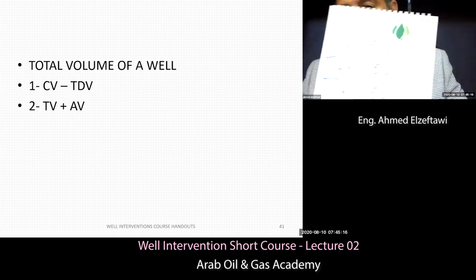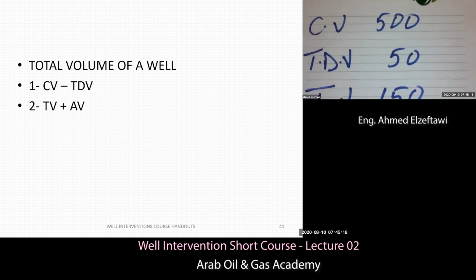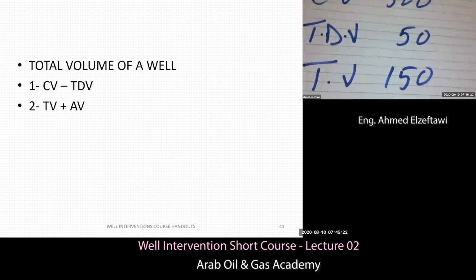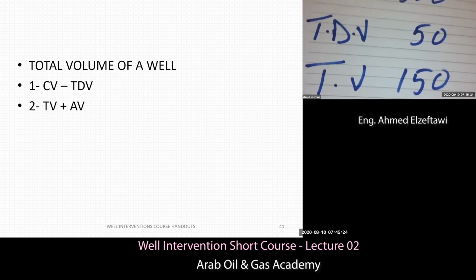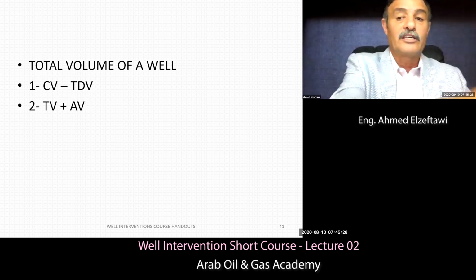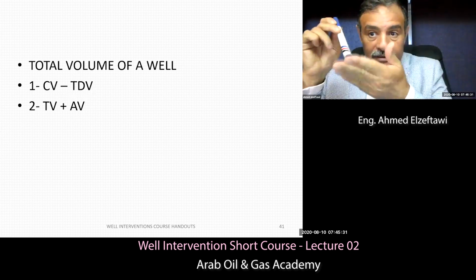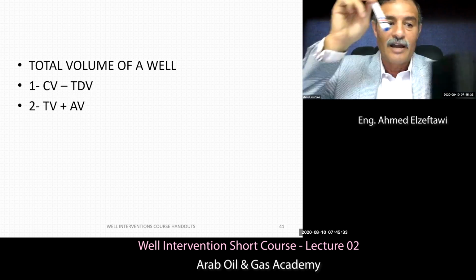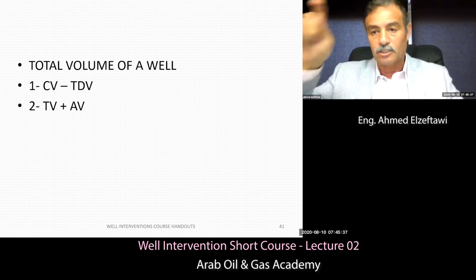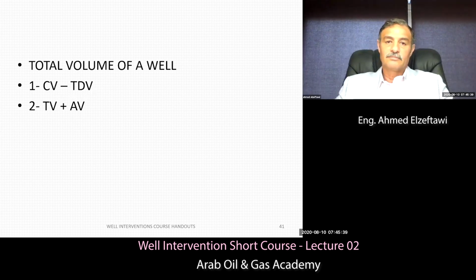This is the data we have. Casing volume 500 barrel, tubing displacement volume 50 barrel, tubing volume 150 barrel. I run this tubing now closed end. After I run it in, how many barrels of water comes out? The answer is 200 barrels.